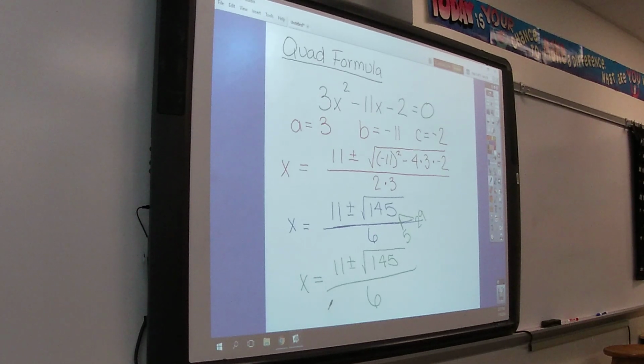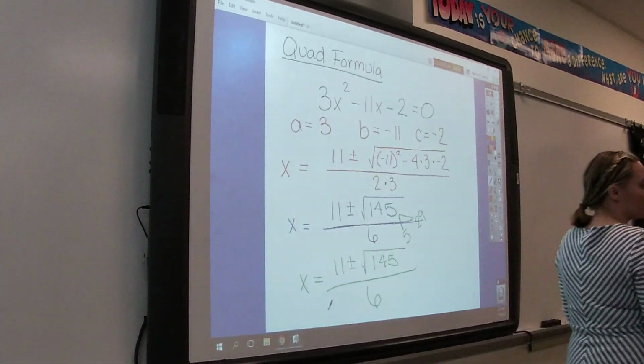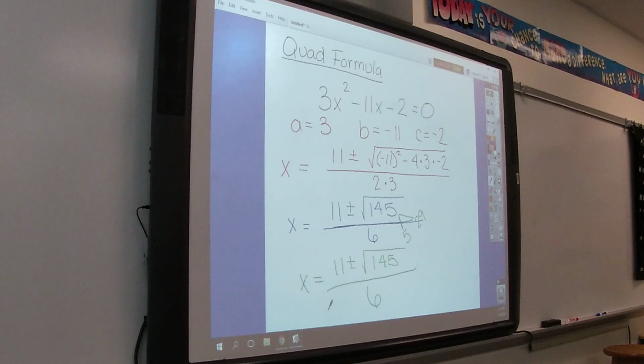Are we okay on that one? This is our best case scenario, right? We can't simplify the square root any further. There's nothing else to do, we're done. I guess the only other easy case scenario is what happens if we get a negative underneath the square root. No real solution, right? We said that yesterday.